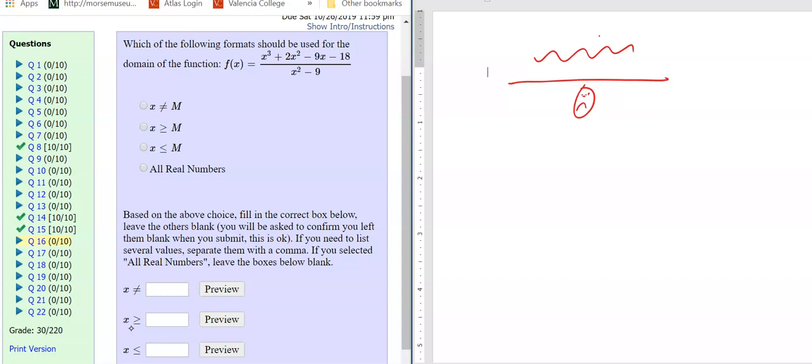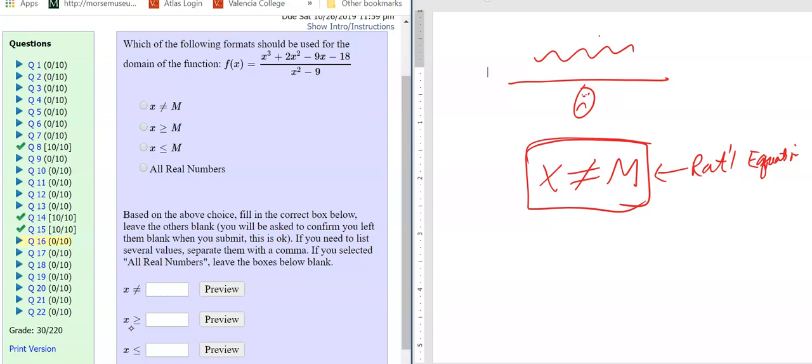So what we're going to do is we're going to say what values for x make it equal to 0, and we're going to kick them out of our domain. So for the first part, it's going to always be x is not equal to m. That's what we're looking for. X is not equal to m for a rational expression. We're worried about the denominator not equaling 0. So we're going to always choose this one. Okay? The other two are going to be used when we're talking about radicals, but for now, we're fine.